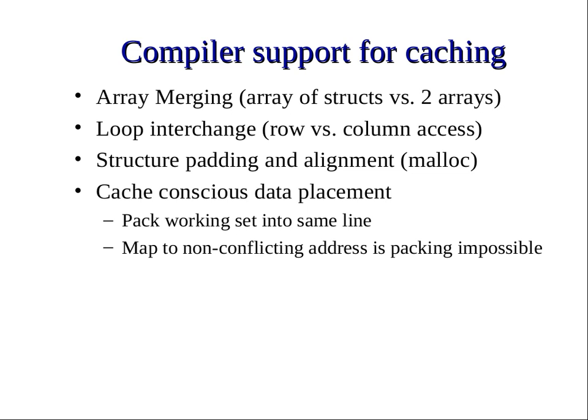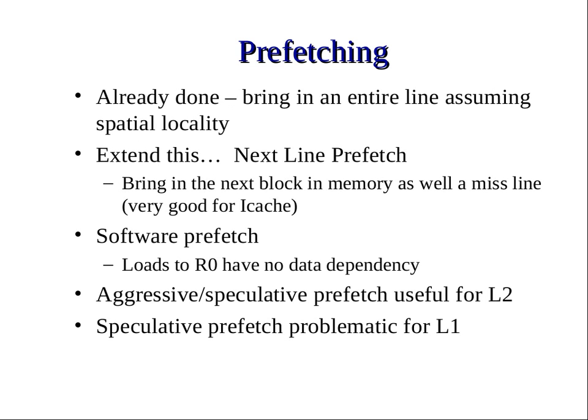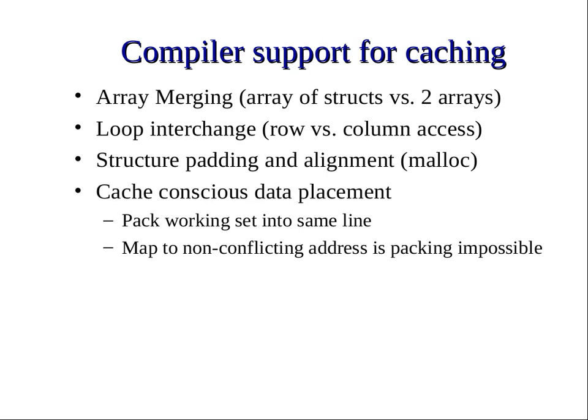What do we got? Data placement: pack the working set into the same cache line, and map to non-conflicting addresses as much as possible, right? See if I can give you a good example of that next class. All right, but you kind of understand what's going on here? This is actually a huge topic for architecture. What's better for the array merging with structs or two arrays?